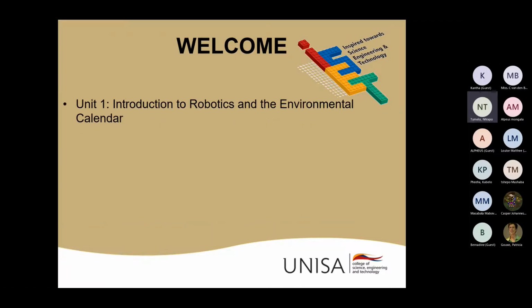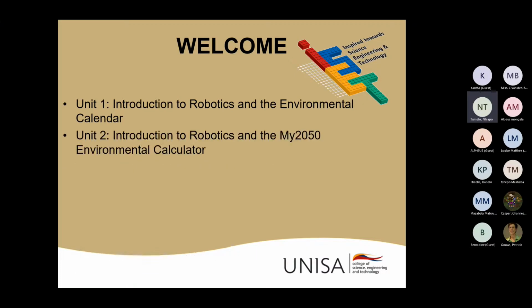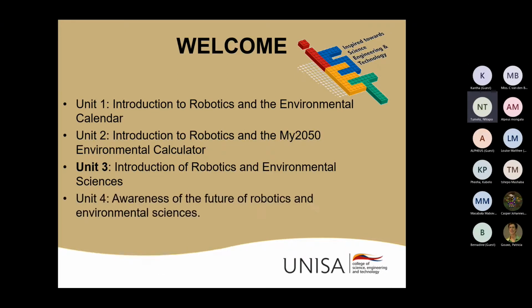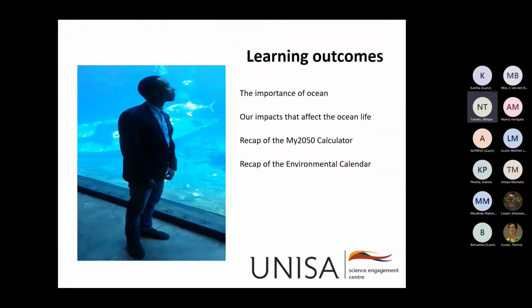Once again, on Monday we touched on the introduction of robotics and the environmental calendar. Yesterday, which was a Tuesday, we touched on robotics and the My 2050 environmental calendar. Today, we'll be looking at the introduction of robotics within the environmental sciences field, and tomorrow we're looking at some awareness of the future of robotics and environmental sciences. So the learning outcomes for today: we'll learn about the importance of the ocean, the impacts that affect the ocean, and we'll recap the My 2050 calculator as well as the environmental calendar.